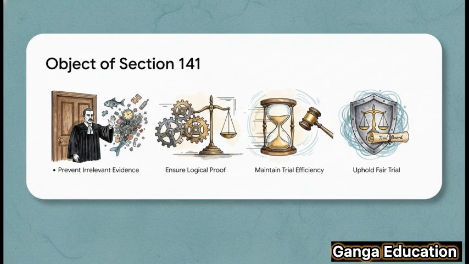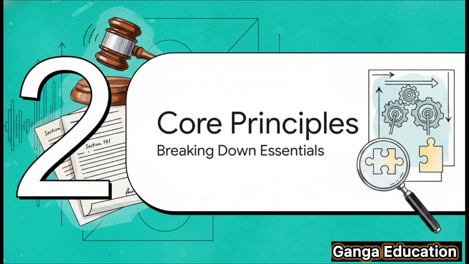So what's the whole point of this section? Why is it so necessary? Well, first, it keeps irrelevant evidence out of the courtroom, which saves a lot of time and prevents confusion. Second, it makes sure that all proof is presented in a logical order. Third, this obviously helps in keeping the trial efficient. And finally, all of this together ensures a fair trial for everyone involved. So that was a bird's eye view of this section.